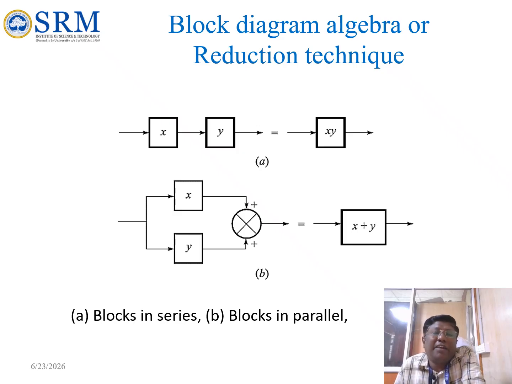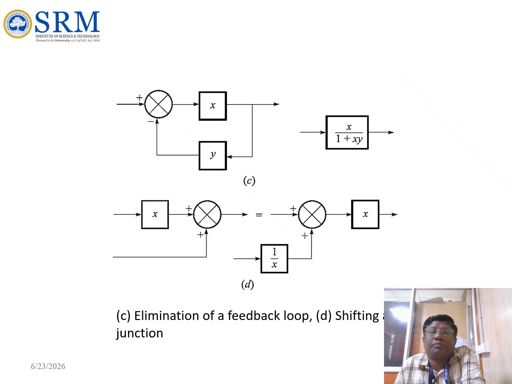And if you have two components, say x and y, in parallel, and here we have a summing unit, plus and plus, then the combined unit is given by x plus y. So now we can see this is the parallel one and this is the series one.